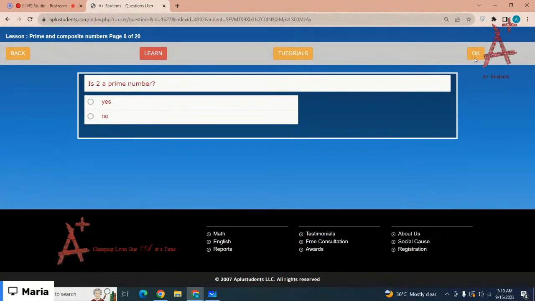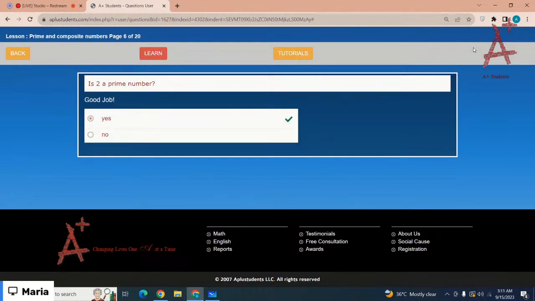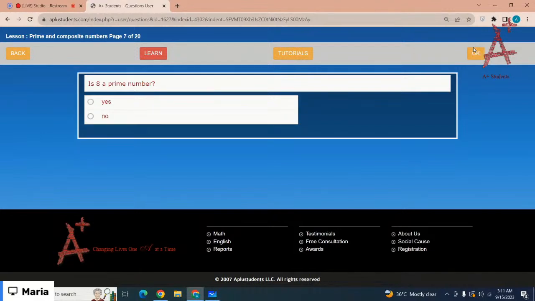Is 2 a prime number? Yes or no? Can you please repeat your question again? Yes, 2 is a prime number. 1 times 2 is 2, right? So 2 is a prime number. Is 8 a prime number? Yes or no?